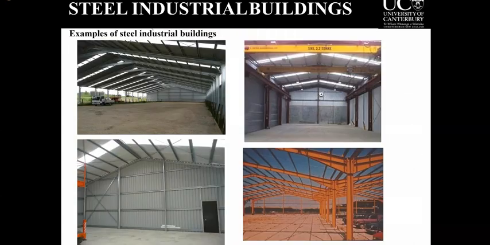So you can see typically the kind of steel industrial buildings you would see here. The first one is a cold formed steel structure, and the second one is hot rolled steel sections, and on the third picture you see again a cold formed section, and the fourth one is again a hot rolled steel portal frame section, right?